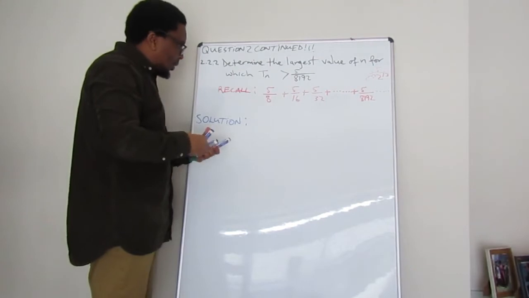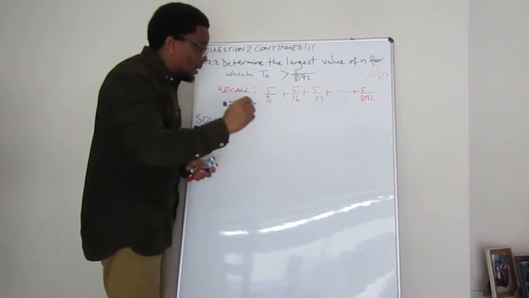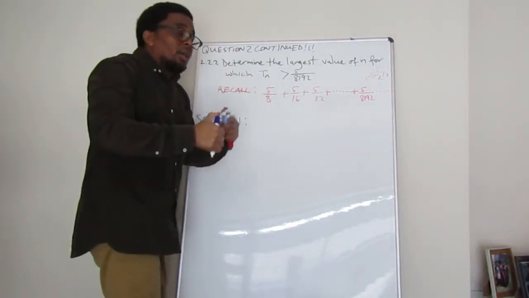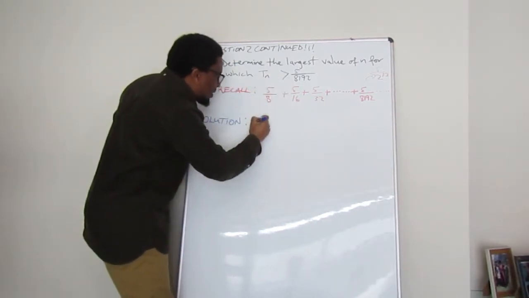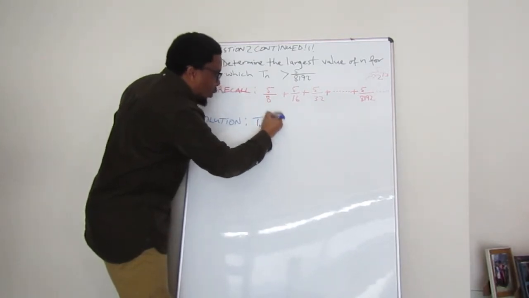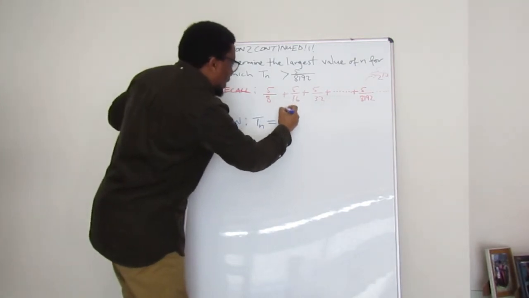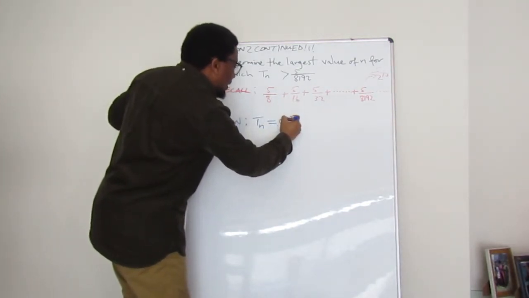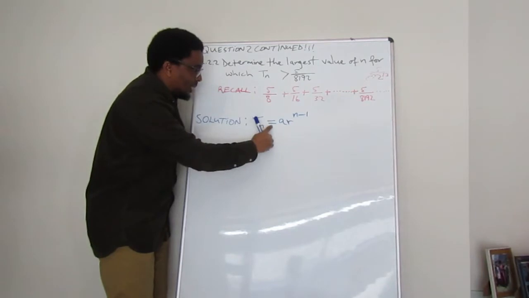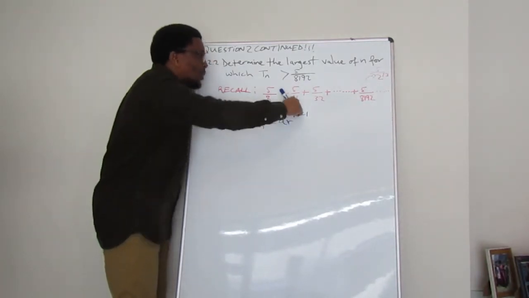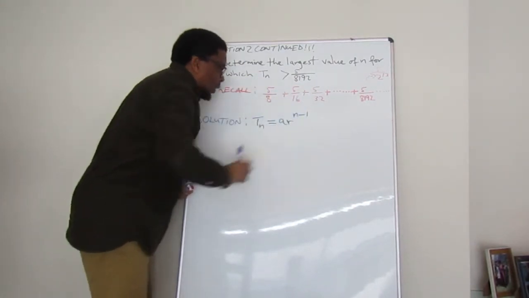Let's go now. What is the formula for TN? You don't memorize formulas. You will be given this formula during your exam. The formula is TN equals A times R to the power N minus 1. That's the formula for your term number. Full stop. Now, how do I go about this?